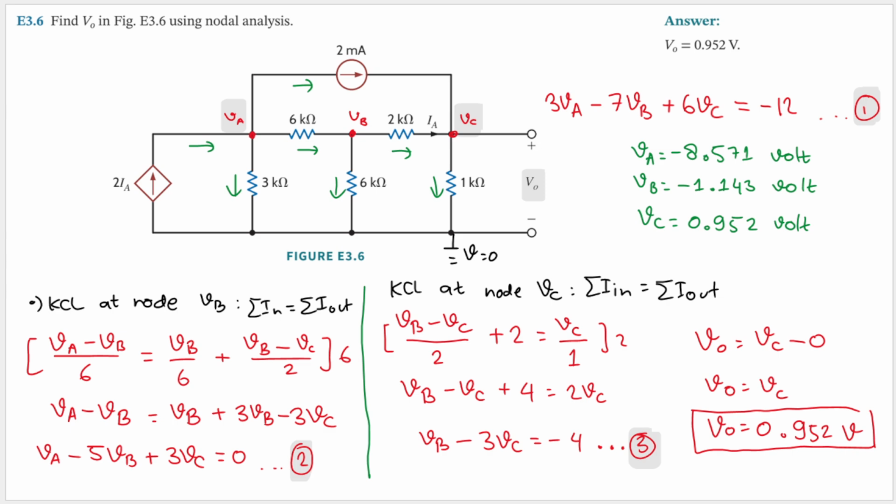Let's highlight that. Okay, and that's all for this problem.